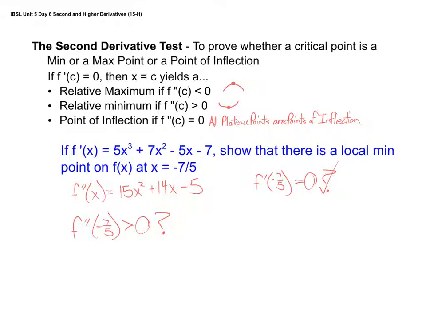I plug it into f double prime, and when I plug in negative 7/5 into f double prime, I do get a positive value, because 15 times that squared is a whole lot bigger than 14 times that. And even if I subtract another 5, I'm still going to end up positive. So that is correct. Obviously you would show all the work, but that's how we can prove it. And that's where the second derivative test is really nice.